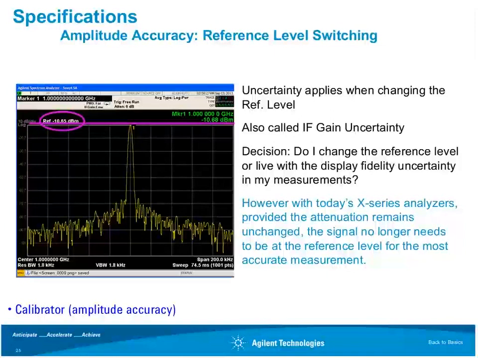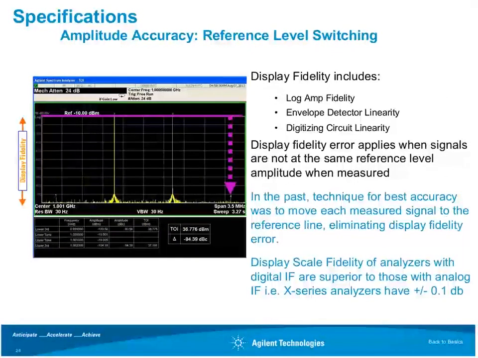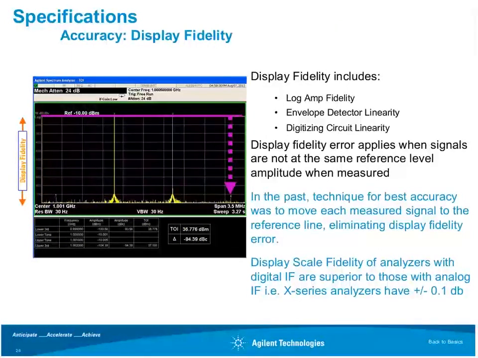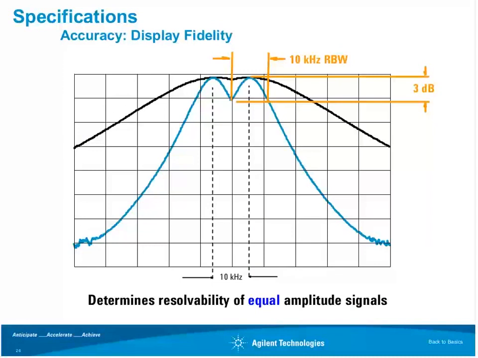All right, so the reference level is determined by our IF gain, and so there would be some uncertainty associated with that. I will say that with modern analyzers, where a lot of this is implemented digitally, the magnitude of the uncertainty here drops off considerably, and so this really is much less a concern today than it was 10 or 20 years ago. Likewise, display fidelity: with modern analyzers where we use very high accuracy digitizers, the scale accuracy here is much, much better than it was in the past.